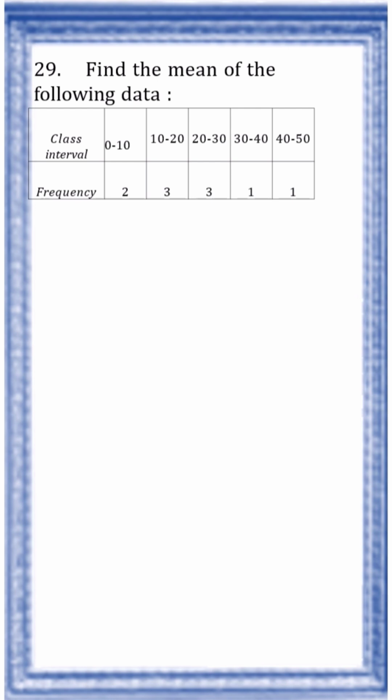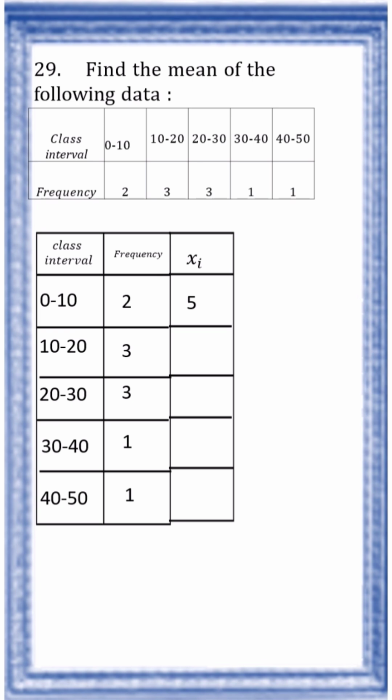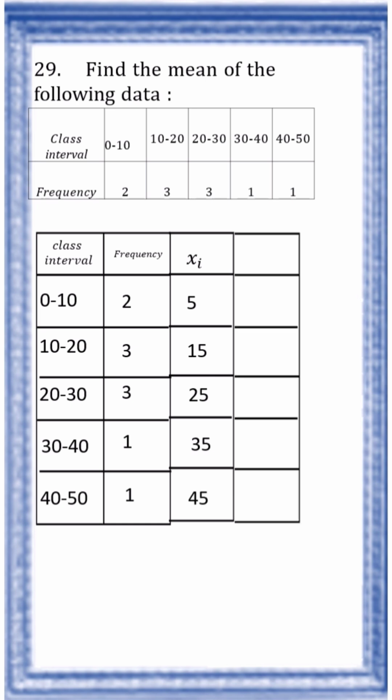Find the mean of the following data. Class interval and frequency are given. Table is given. You have to calculate mean. Now let us write class interval and frequency like this. Now let us find xi, that is the midpoint. Midpoint of 0 to 10 is 5, 10 to 20 is 15, 20 to 30 is 25, 30 to 40 is 35, 40 to 50 is 45.